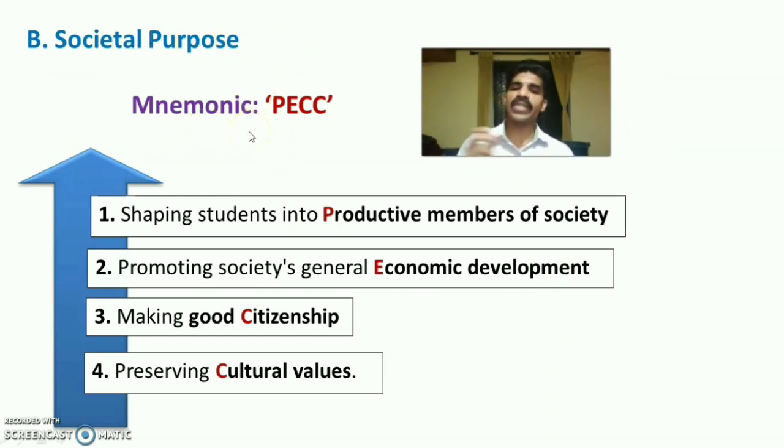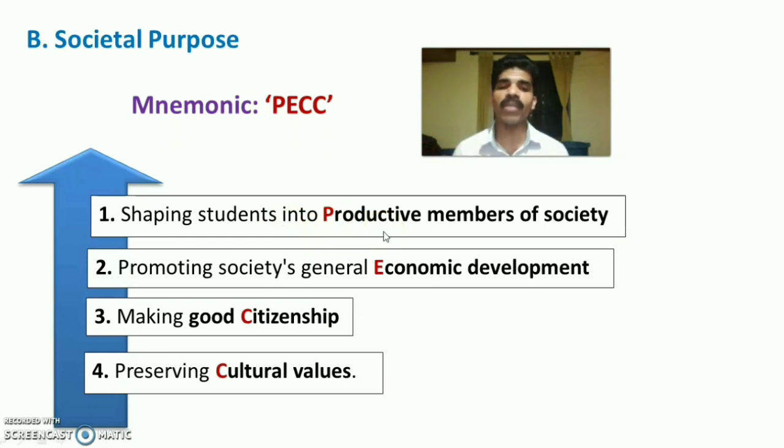The mnemonic set here is again PACC. See, the first mnemonic was P-A-C-C. Now instead of A it is E, so you can remember it as P-E-C-C. Let us expand it for societal purpose. First one is productive members of society. Education shapes the students or individuals into productive members of the society.